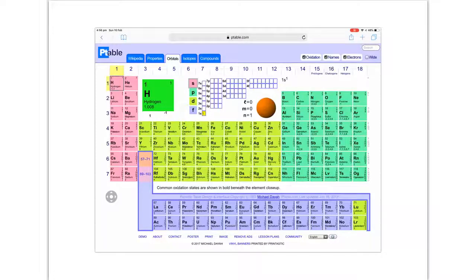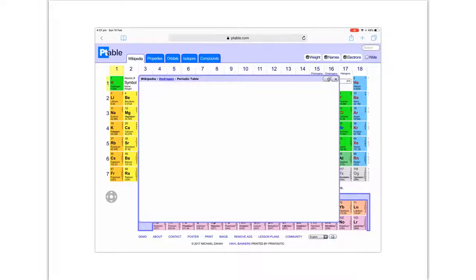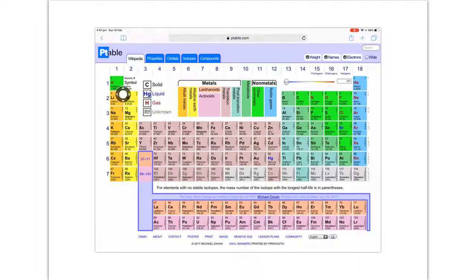Okay, so I've gone into the P table and I'm going to give this a go. I'm not exactly sure this is going to work or not, but let's see. So firstly we have our period, and as I said, the period is a row, or the number of shells. In the first period we have hydrogen and helium with only their one shell of electrons.